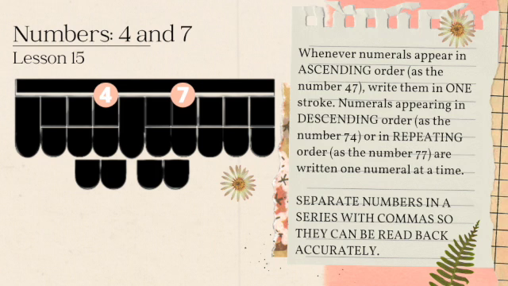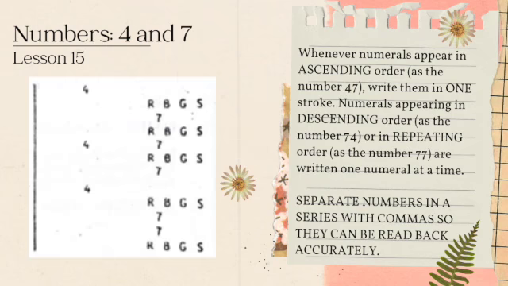Another, separate numbers in series with commas so they can be read back accurately. So if the dictation is a series of numbers, then we separate these numbers by writing a comma in between. So, for example, here the dictation is 4, 7, 47, 74, 77. Notice that there is a comma right after the number. That is to separate the numbers.